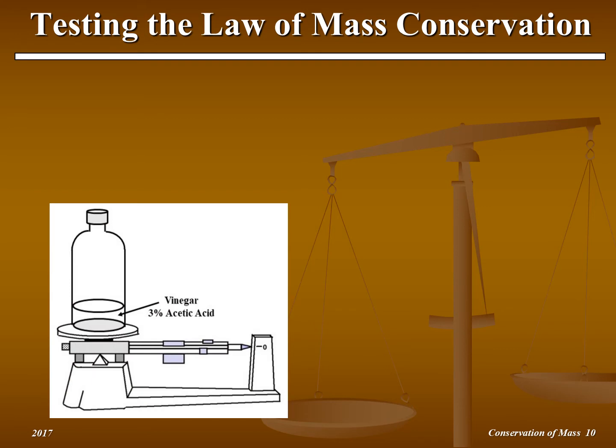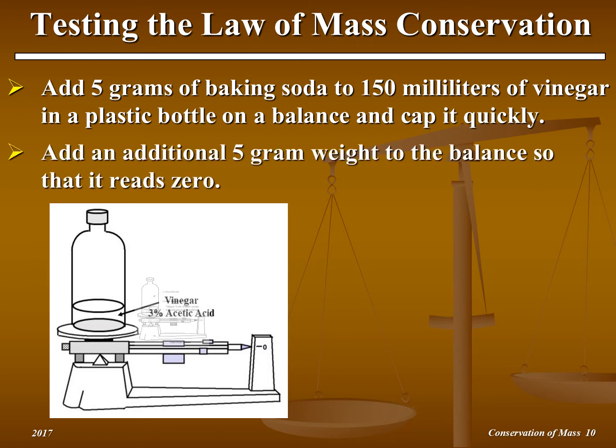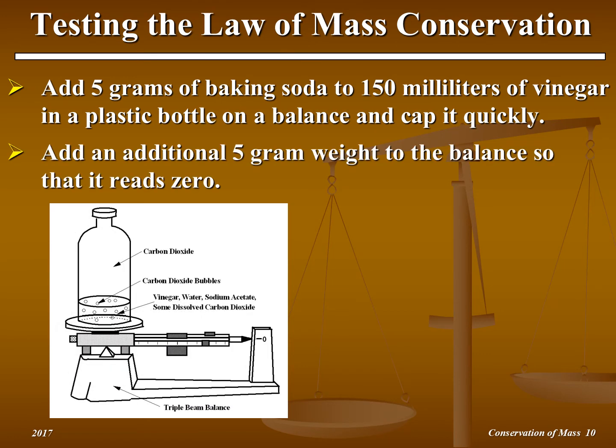A plastic bottle containing 150 ml of vinegar is placed on a triple beam balance, and weights are added to bring the balance pointer to 0. 5 grams of baking soda are added to the bottle on the balance, and the bottle is quickly capped. An additional weight is added to the balance to bring the balance pointer to 0. The added weight should be 5 grams.